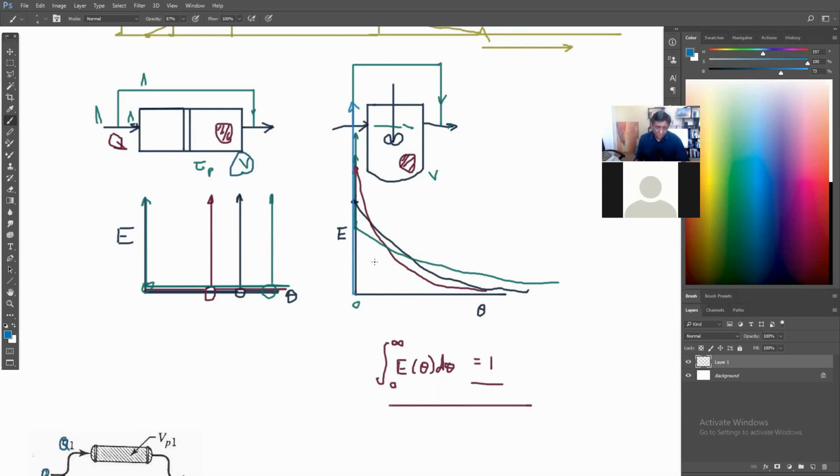So it's just a zero volume PFR. So you could say a CSTR that's full of dead space can be modeled as a PFR with no volume. Is that clear? Does that answer the question?